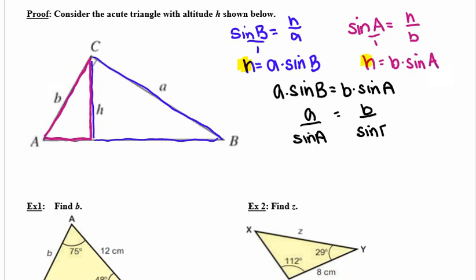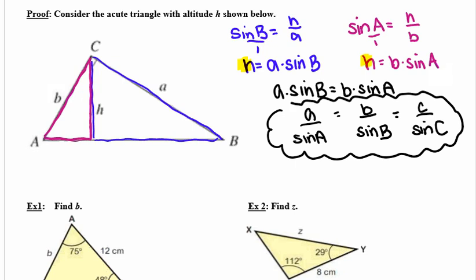angle B. And of course, if I wanted to, I could draw my altitude in a different spot, and that would extend my proportion to allow me to say side c over the sine of its opposite angle, angle C. So again, now we've derived this law of sines. The important thing to remember when using the law of sines is it always compares the side length to the sine of its opposite angle. We're always looking for those pairs of opposites.